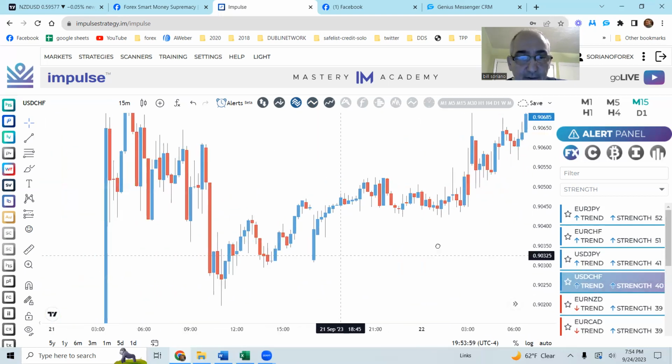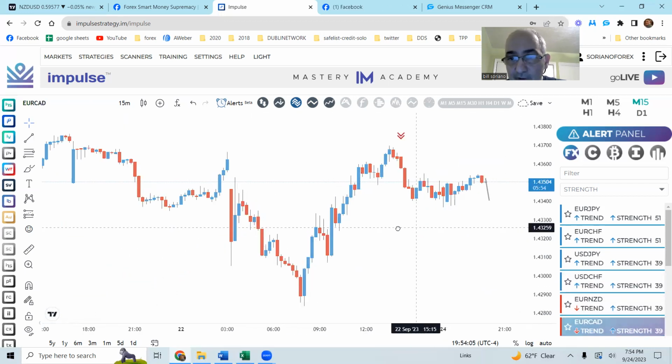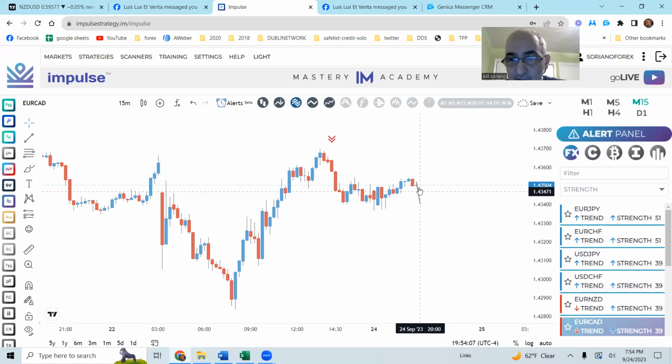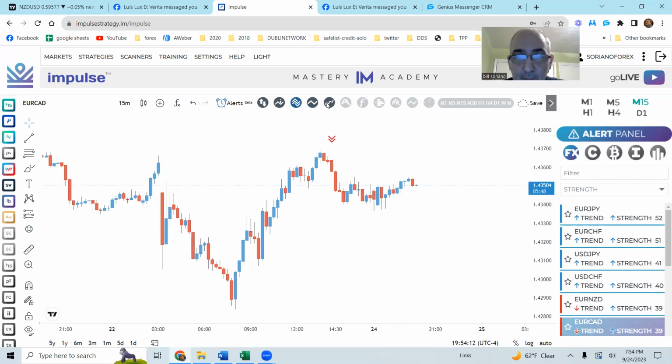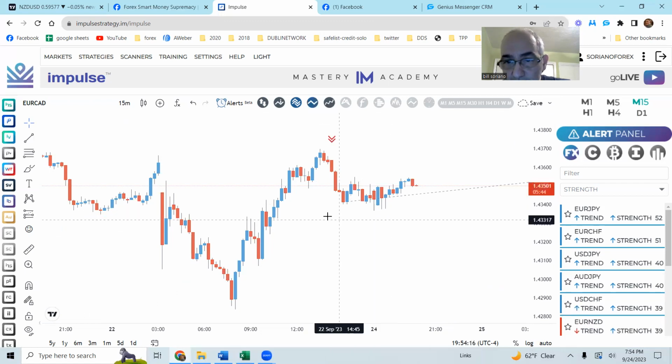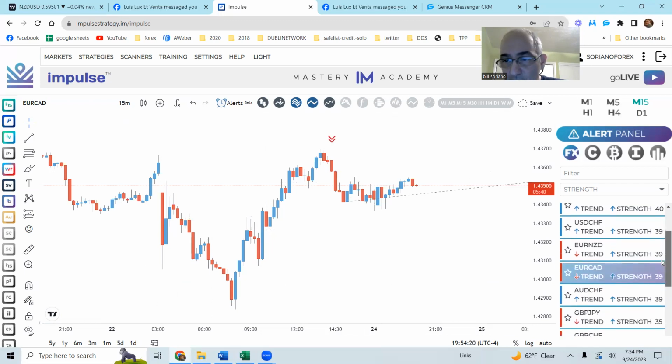Let's see if there's any others here that I could show you real fast. Like right now, the market's open. So again, here's a signal that just went off in EURCAD. And again, if we put the macro pivot tool on, it'll show us. I think I already showed you this one here because that's where we're looking for the break of structure.